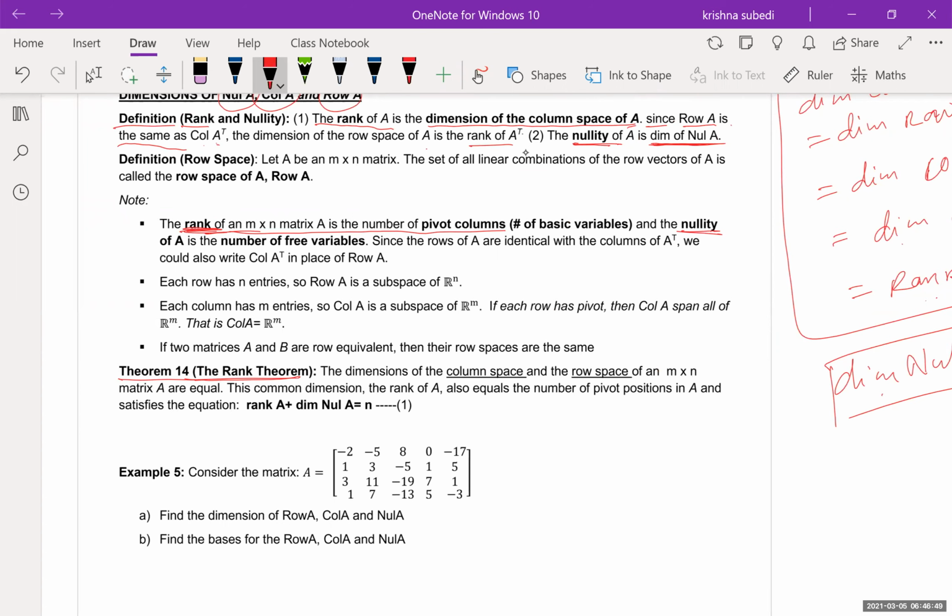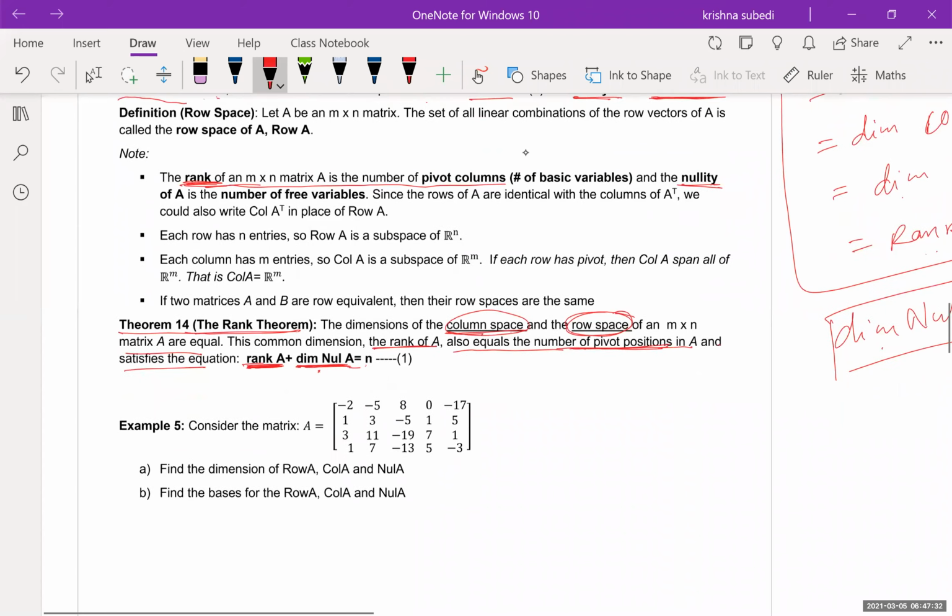The dimension of the column space and the row space of an M by N matrix A are equal. I think we already discussed that. The common dimension, we call it rank of A, also equals the number of pivot positions. That means number of basic variables in A, and satisfies the equation: rank A, number of basic variables, plus dimension of null A, number of free variables, should be equal to N. Just keep that in mind.